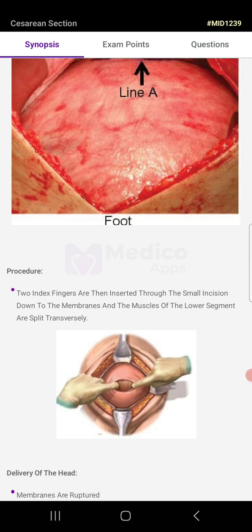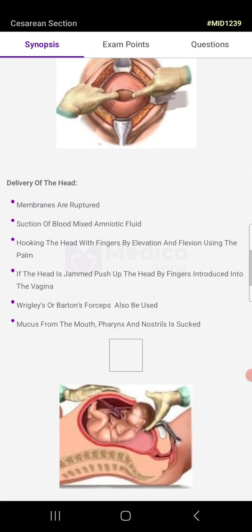Two index fingers are then inserted through the small incision down to the membrane and the muscles of the lower segment are split transversely. Delivery of the head. Membranes are ruptured, suction of the blood mixed amniotic fluid. Hooking the head with the fingers by the elevation and the flexion using the palm. If the head is jammed, push up the head by fingers introduced into the vagina. Wrigley's or the Simpson's forceps may also be used.